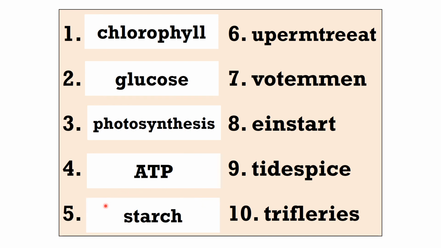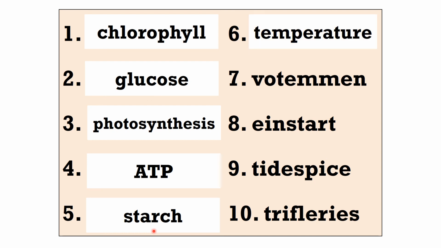Starch is starch, so for this one you could say that when plants produce glucose during photosynthesis, they may turn it into starch as a storage carbohydrate, for example, potato tubers.